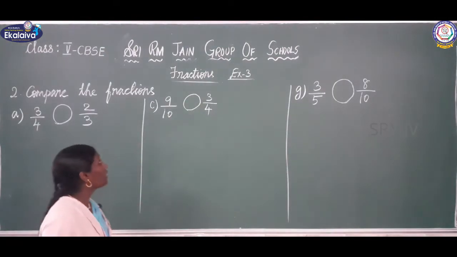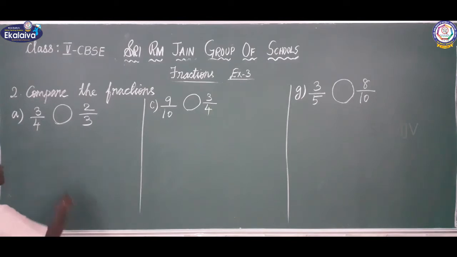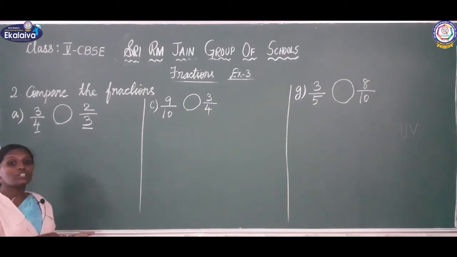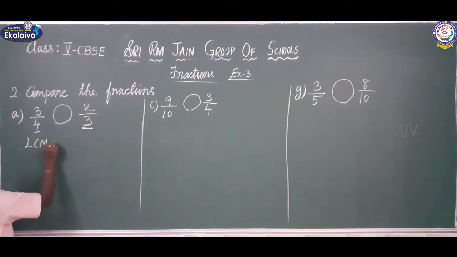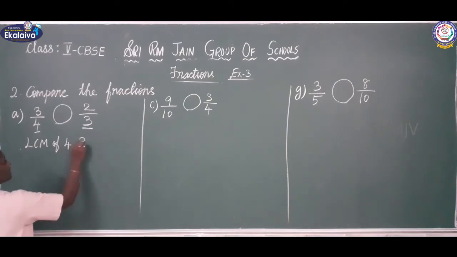Second question, compare the fractions. Here we are going to compare the unlike fractions with different numerators. Here the denominators are 4 and 3. To compare the unlike fractions, first we have to convert the unlike fractions into like fractions by finding LCM. We have to find the LCM of the denominators 4 and 3.